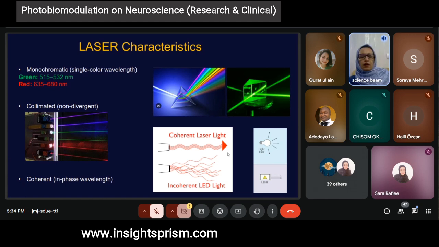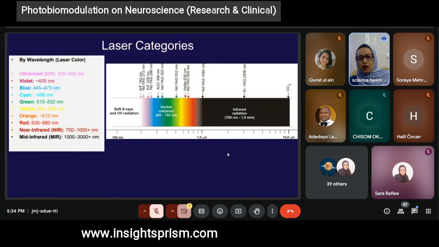We can classify laser by some characteristics. At first, we can classify by its wavelength, for example the color of the laser. We can categorize green, yellow, and so on, and we can build infrared lasers that are 700 up to 1000 nanometers, and also mid-infrared lasers.